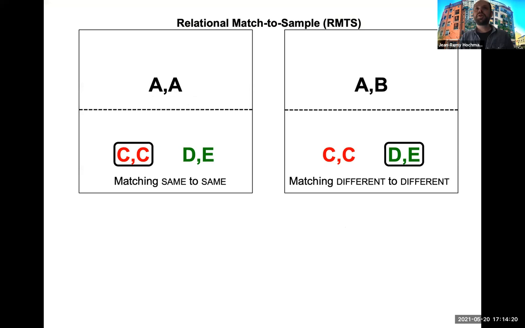The relational match to sample is a task where you present pairs of stimuli. For instance, the two letters A and A here, and the participant has to select another pair of stimuli. The idea is that what matters is the relation within the pairs. So if the two letters are the same, A and A here, you have to select C and C because they're also the same. If the two letters are different, A and B, you have to select D and E because D and E, just like A and B, are different.